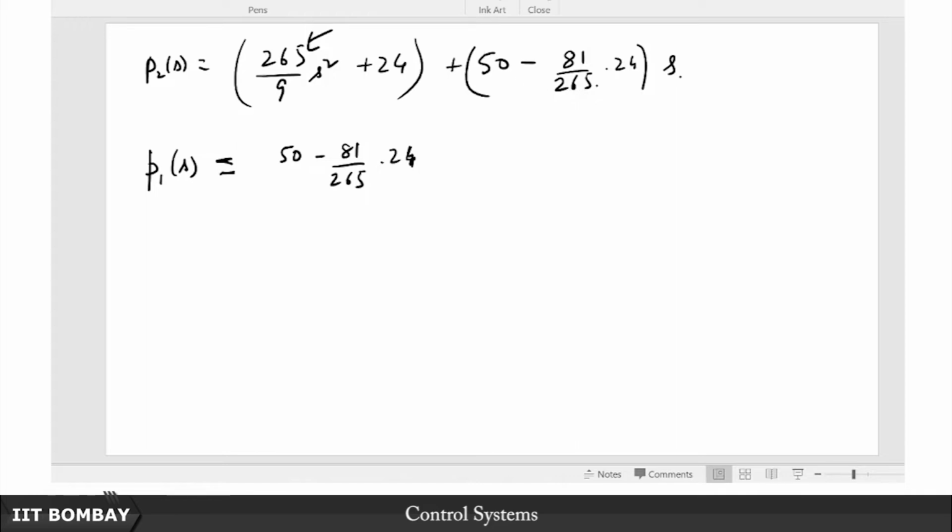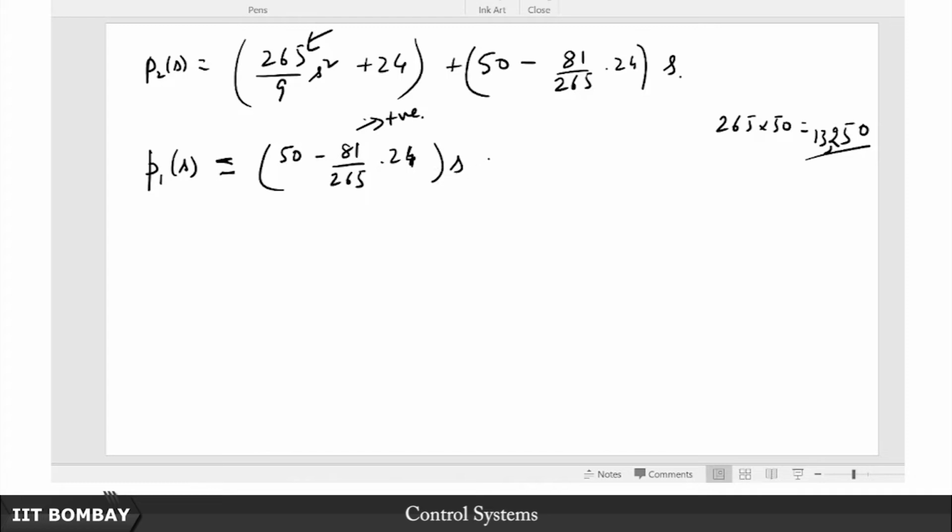I suppose so, right, or is it? Let me check, 265 into 50. 5 5s are 25, 2 5 6 are 30, 32, so 3. Yes, it's much larger as expected. It's a brain fade that I had to even calculate this. So this is 13,250, and of course 81 into 24 is nowhere close to that. So at least I know that this fellow is positive.